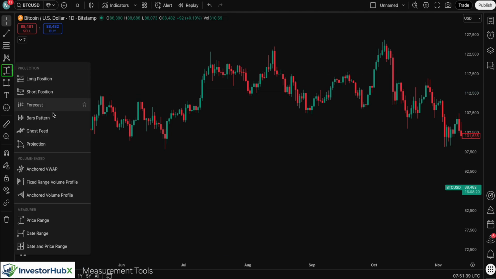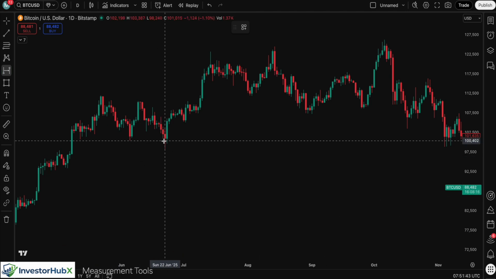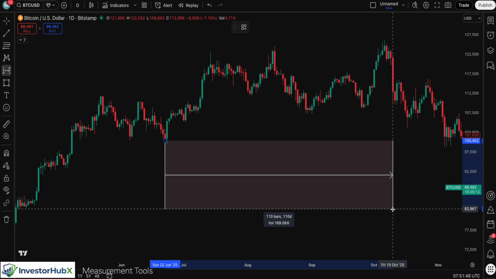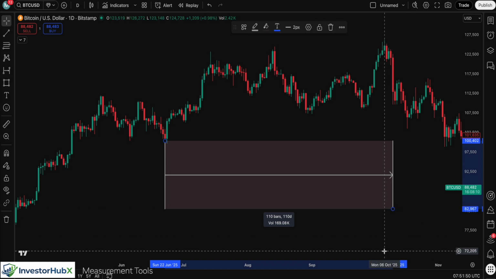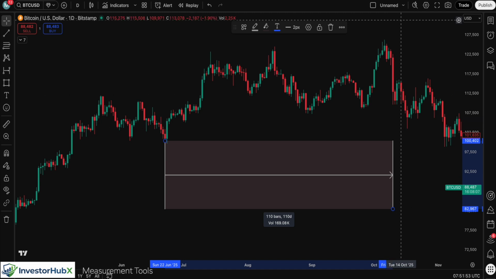The date range tool is used to measure time rather than price. Select the date range tool, click a starting point, and drag to another point. The tool shows how much time passed between 2 points based on the time frame you are using. For example, on a daily chart, it measures days. This tool is useful when comparing how long previous moves lasted or when analyzing market cycles and timing.